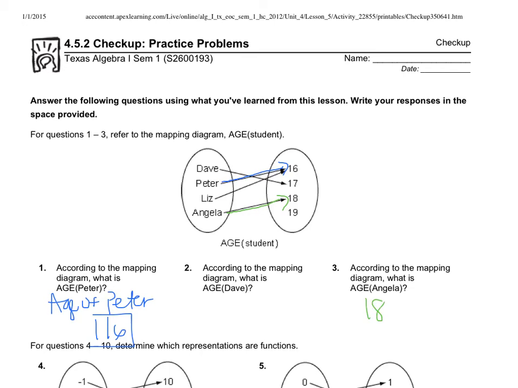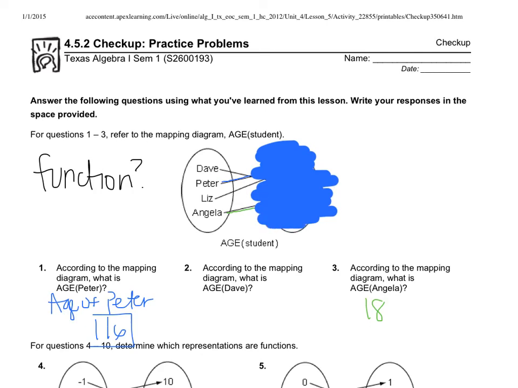I want to ask you a question. Is this a function? In order to figure out if it's a function, all we have to do is look at the right-hand side. We don't even have to look at this left side over here, so I'm even going to color it out. All that matters is that every single one of these names has one arrow going from it, or one line. And that is true, so yes, this would be a function.